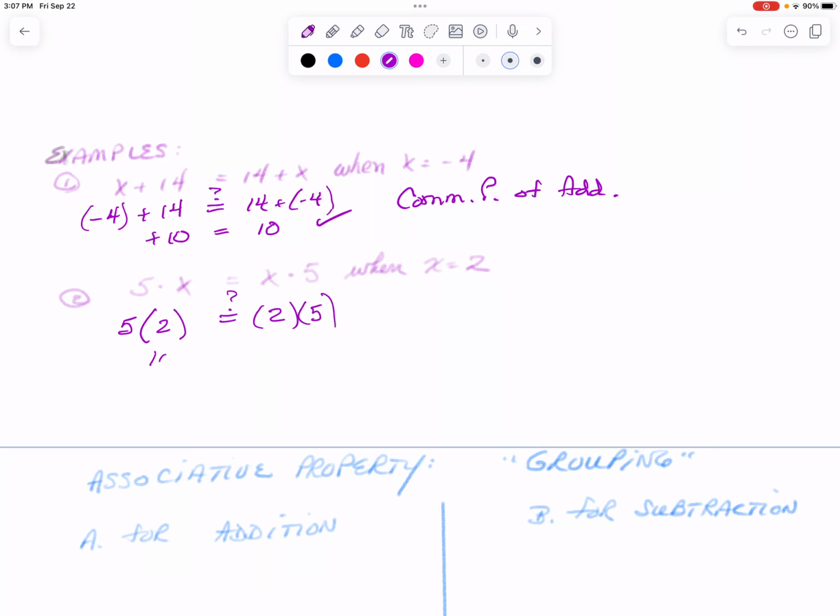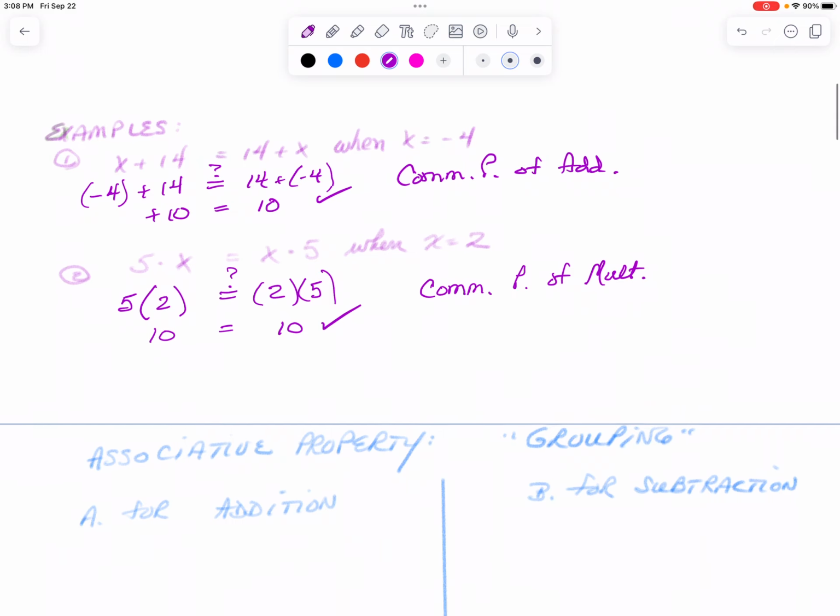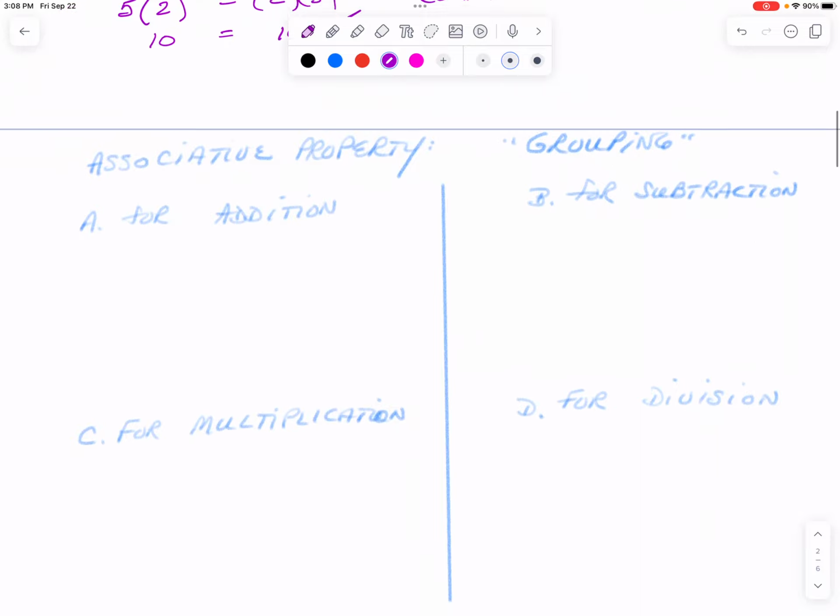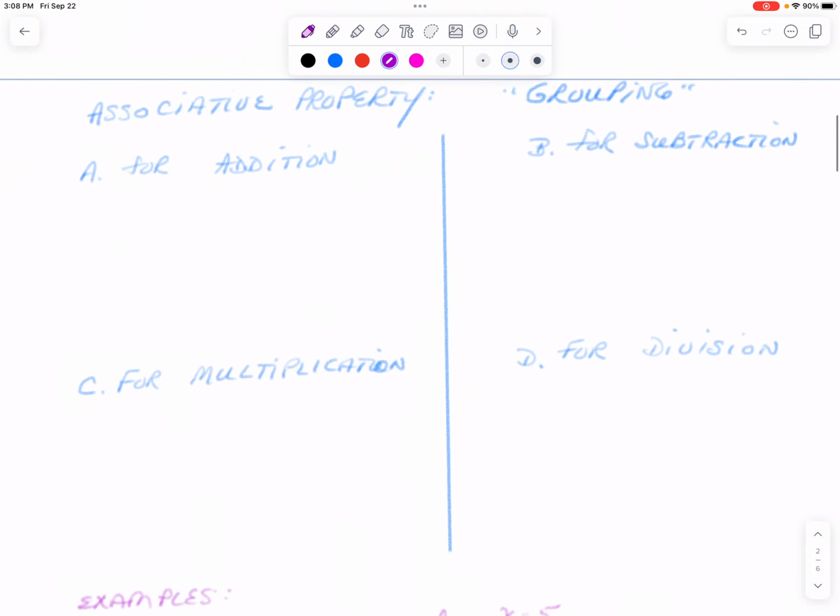And you can see we get a 10 on the left-hand side and we get a 10 on the right-hand side. So yes, this would be an example of the commutative property of multiplication. So that's just a quick overview of commutative. Those of you who are headed into elementary school teaching, it's going to be important for you to be able to maybe not so much teach these to little children, but be able to understand how they work.